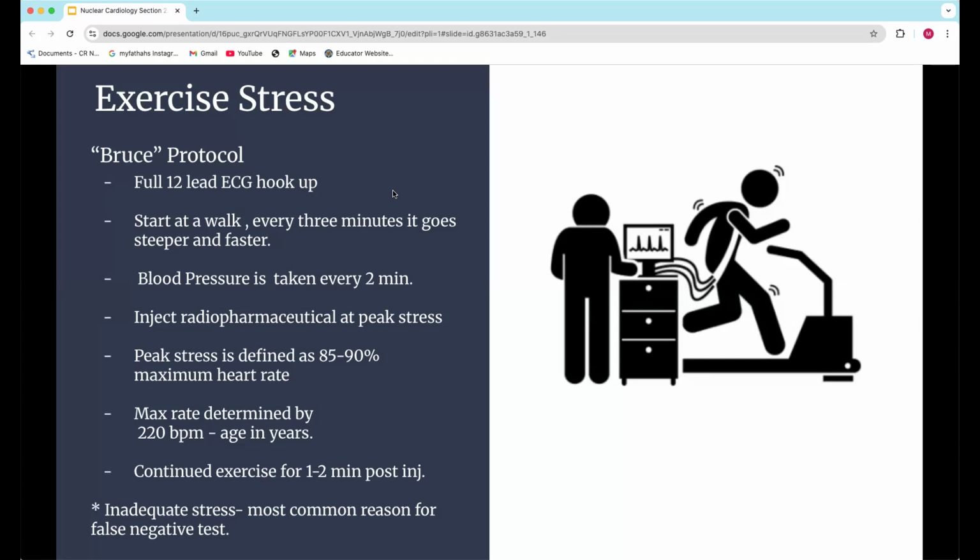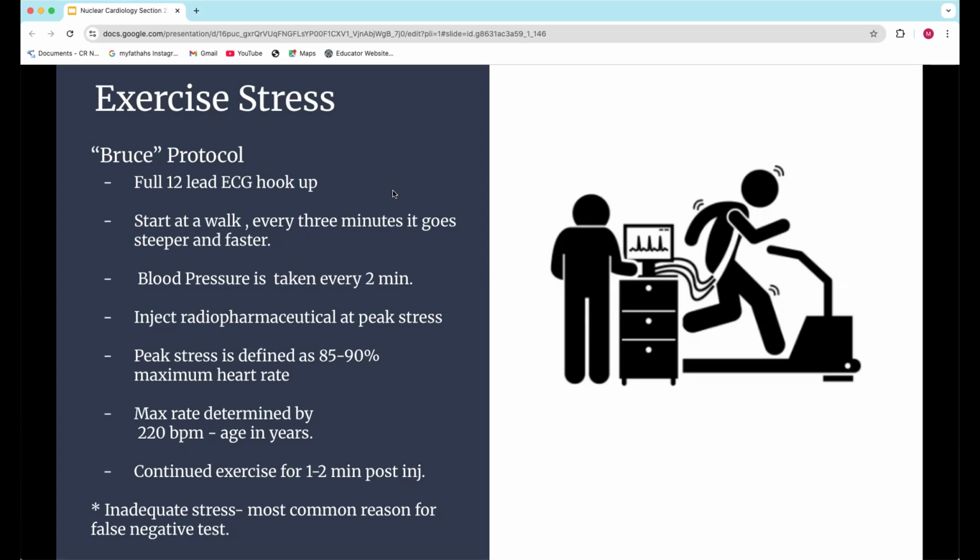That might change in your facility. You might have an EKG tech come, and all you're going to be responsible for is injecting the dose, and you'll have a PA directing the stress test. There's a variation of that that could happen, but either way, your patient will be hooked up to a full 12 lead EKG, so you can monitor the EKG and the waves and the things that are going on. So the Bruce protocol starts at a walk, and every 3 minutes you're going to get a little steeper and a little faster. Okay.